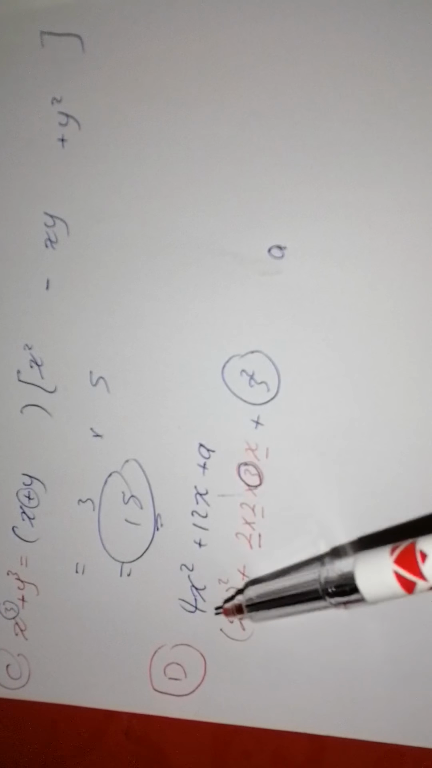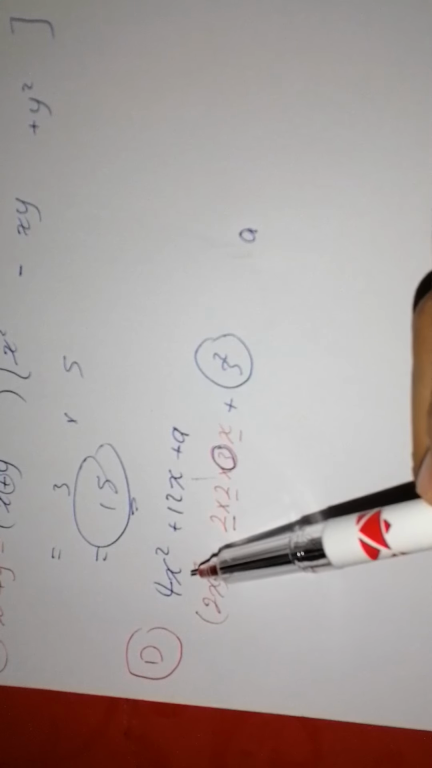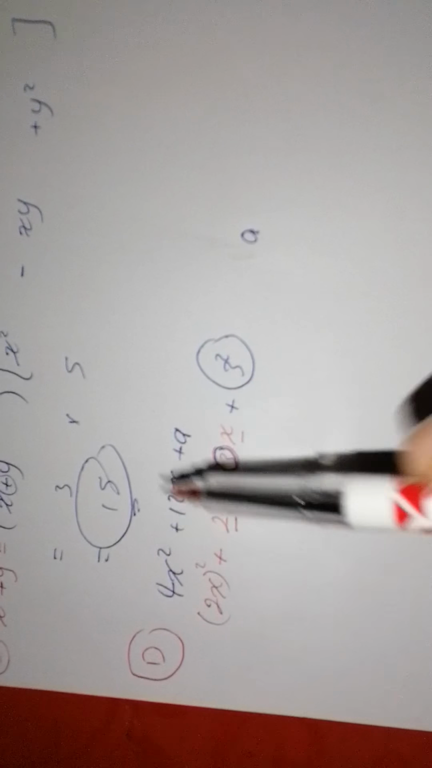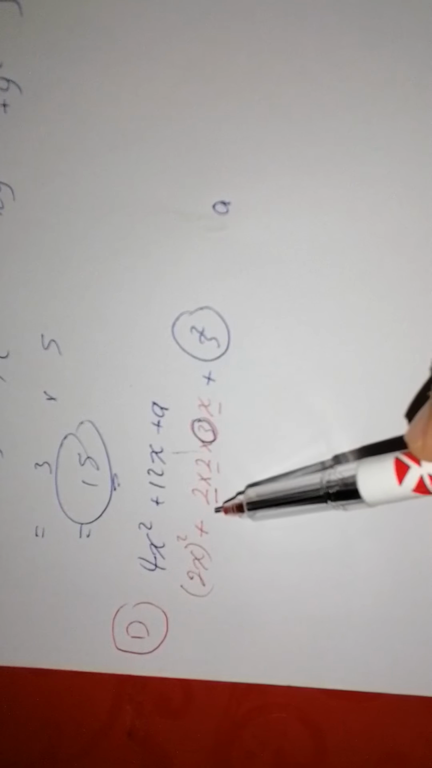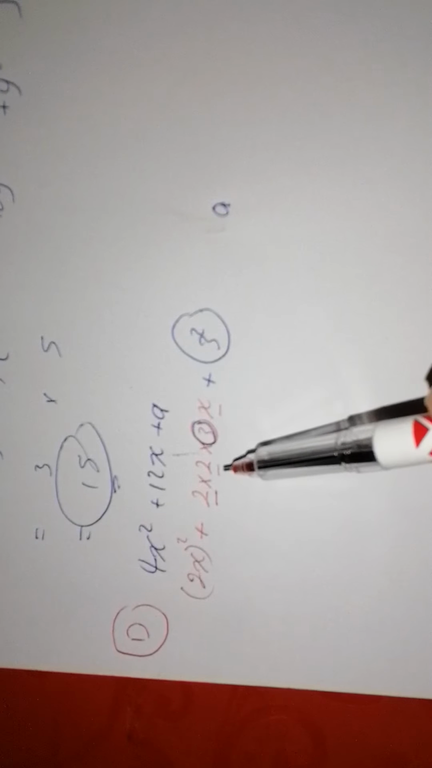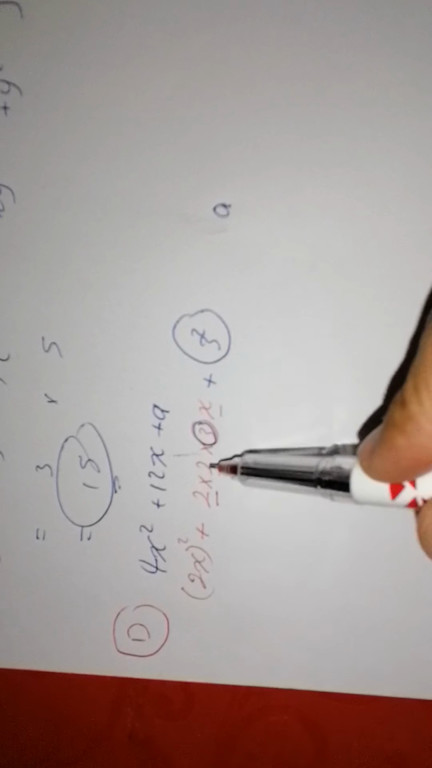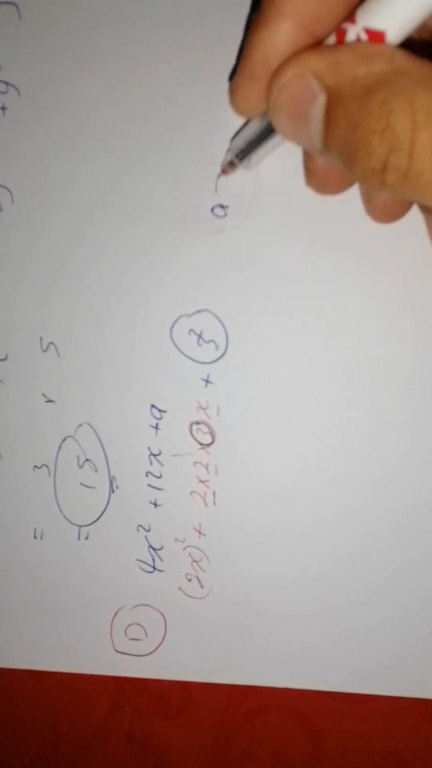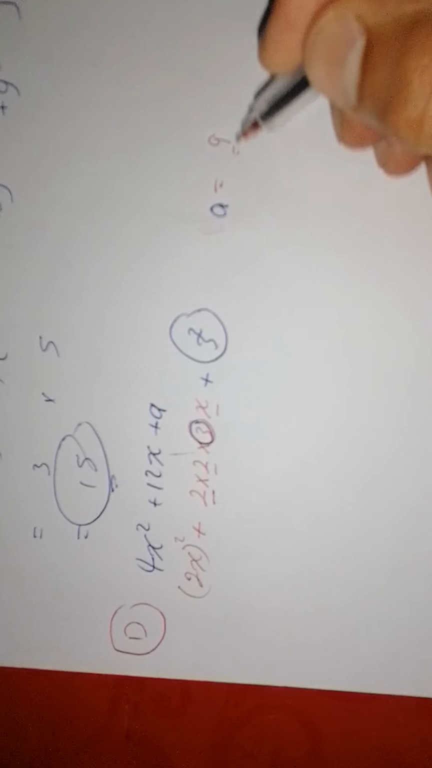And we have number D. Number D, we want to put 4x squared plus 12x plus a as a perfect square trinomial. So we have the first term is 2x all power 2, and the second term can be written as 2 by 2 by 3 by x, 2 by 2 by 3x. What about the third term? The third term must be 3 power 2. Yes, that's very good. So a equals 3 power 2, which is equal to 9. And that's very good.